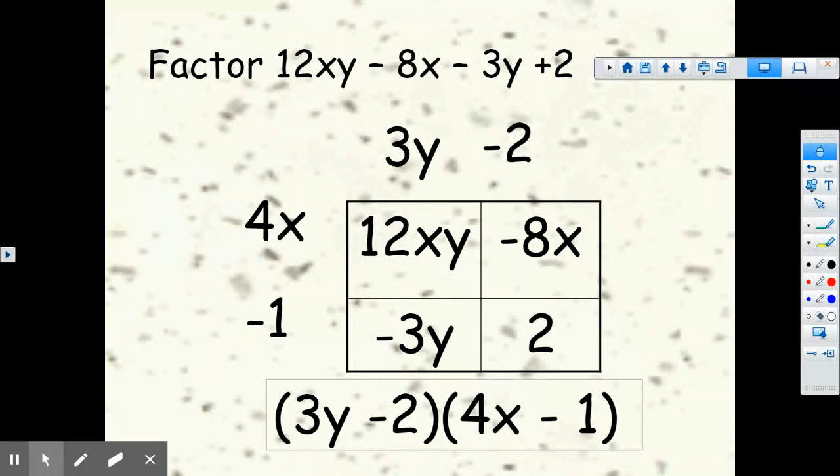Now, there are times when this doesn't work. If it looks like the last thing doesn't multiply up right, you might have to switch your 2 terms going either across or going up and down. That doesn't happen a lot. It's not a big deal, usually. We'll see what happens with the work that we do.